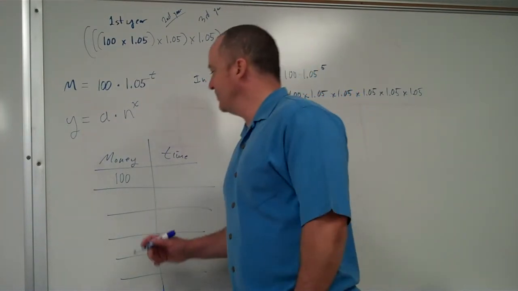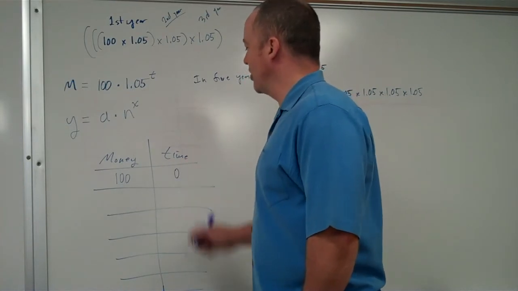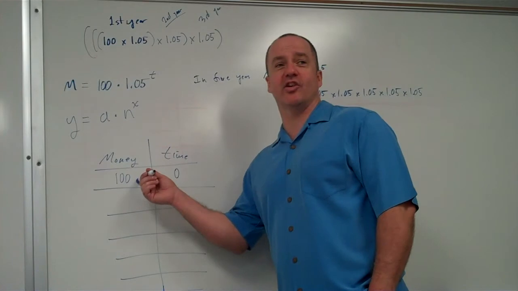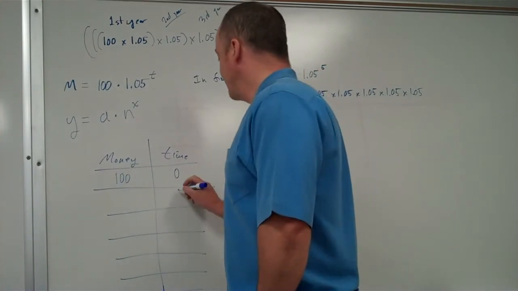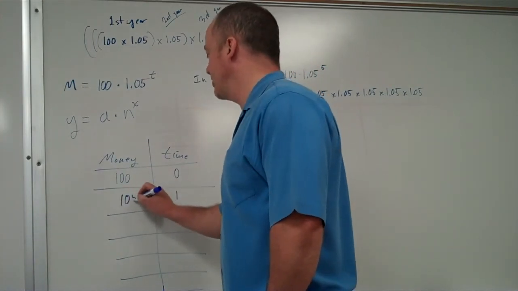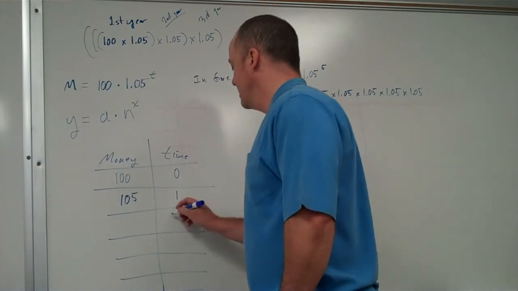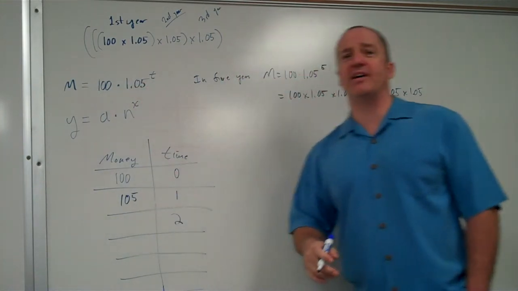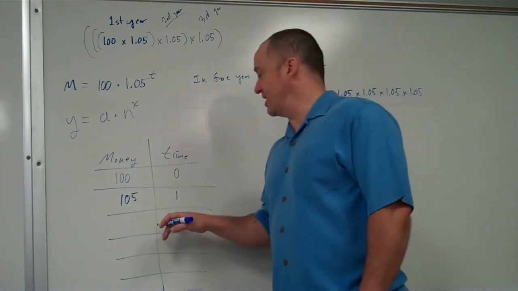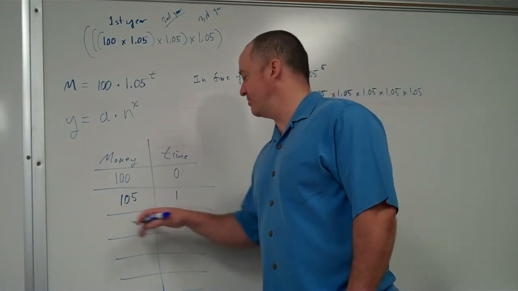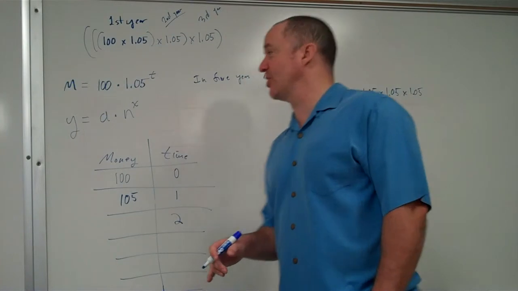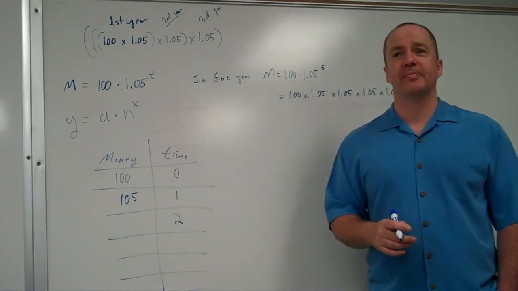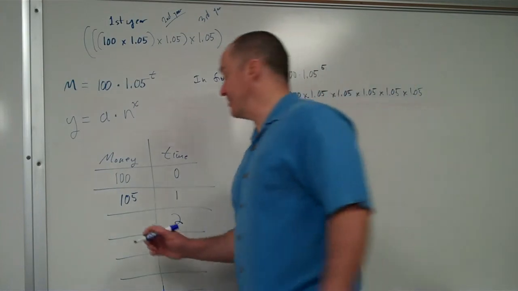Okay, when the year is 0, all you've got is your $100 sitting in the bank. After 1 year passes, we already figured out you have $105. For 2 years, take 105, multiply that by 1.05, and tell me how much money I have in the bank at the end of 2 years. 110.25. Yeah, you got a quarter.